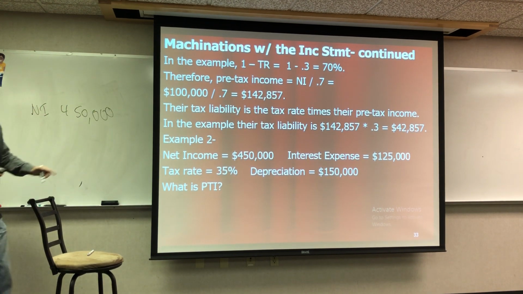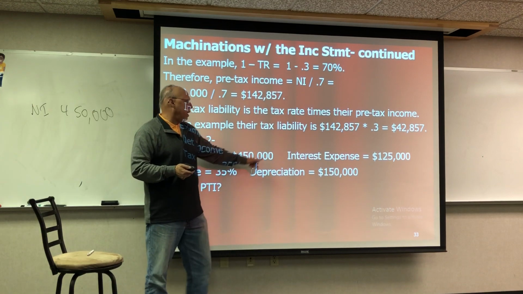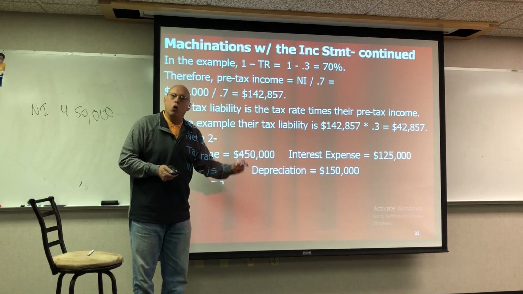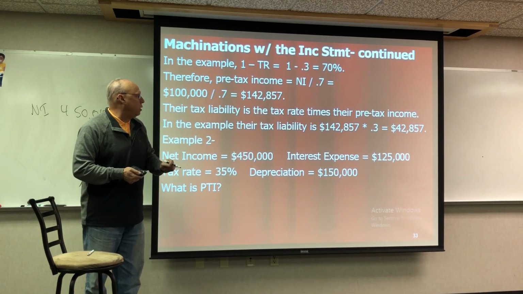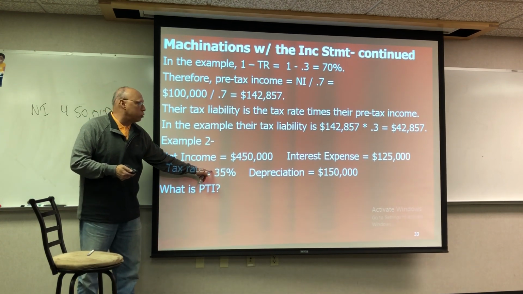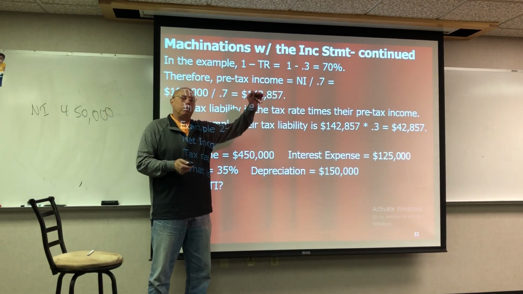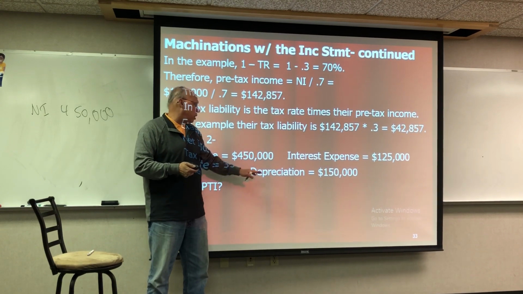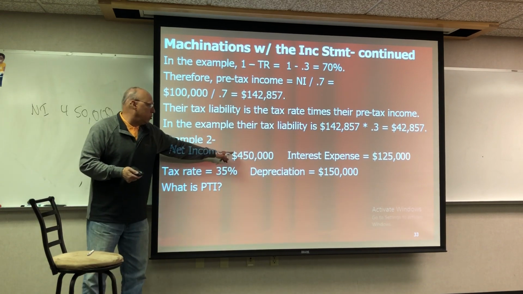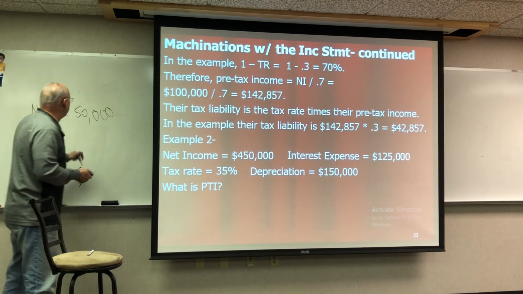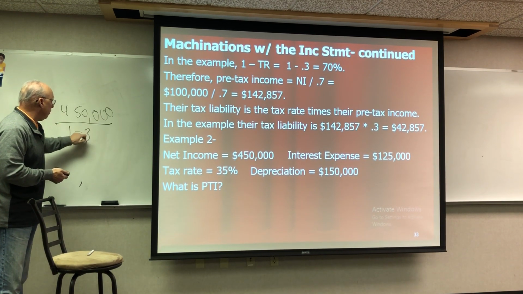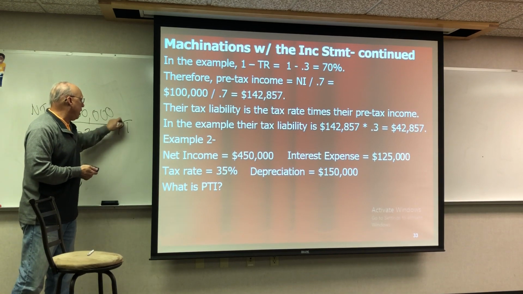Now, this and this are smoke screens. They're distractions. You don't need them. Remember what I said: all you have to do is take your net income and divide it by 1 minus your tax rate. You don't need to work up or down the income statement to get pre-tax income. All you need to do is take your net income divided by 1 minus 0.35, and that gives us our PTI.